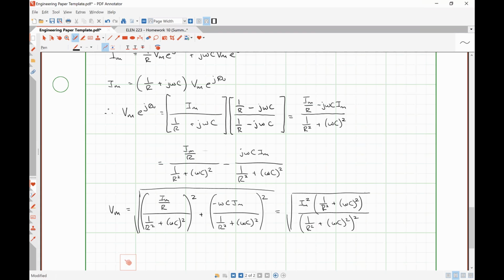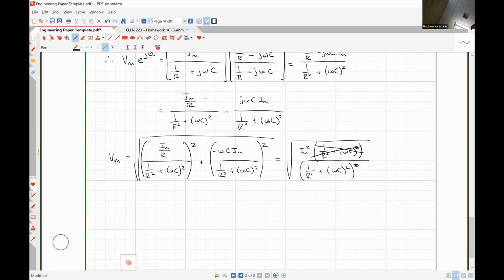Yes, sir. So I can cancel out this guy and lower the power there, and I find that my magnitude is then Im divided by the square root of 1 over r squared plus omega c squared. So I've expressed my magnitude in terms of Im, r, omega, and c, just like I was asked to do.